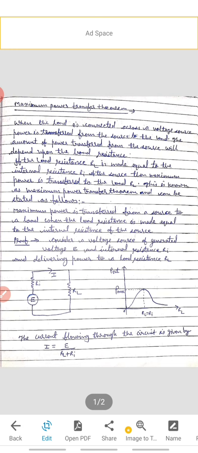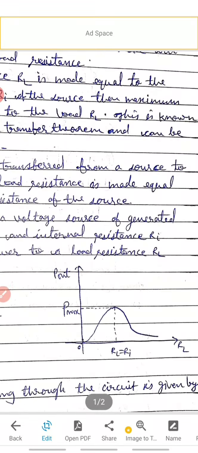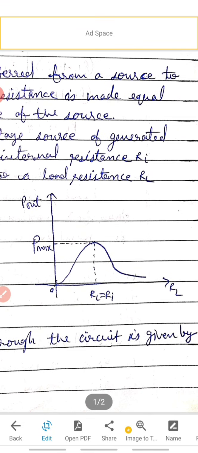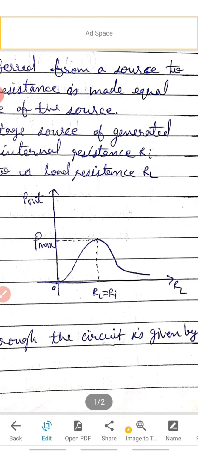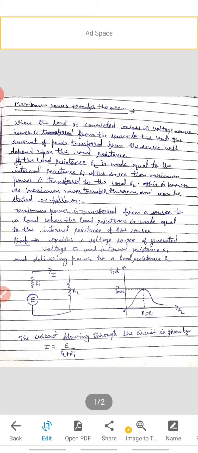Figure 2 shows a graph of power delivered to RL as a function of RL. This is the graph. And it is clear in the graph that P will be maximum when RL equals Ri. It may be mentioned that the efficiency at maximum power transfer is 50%, as one half of the total generated power is dissipated in the internal resistance Ri of the source.